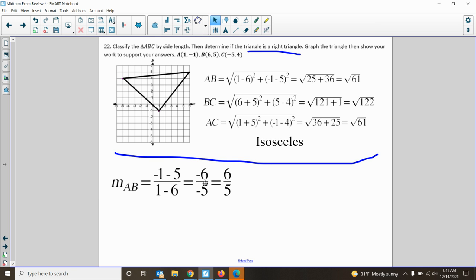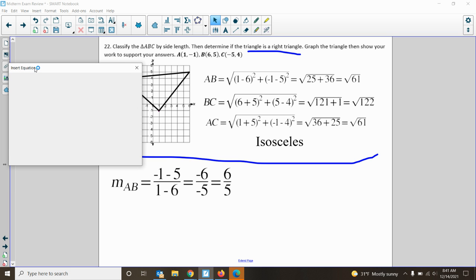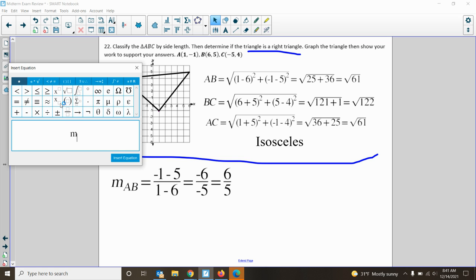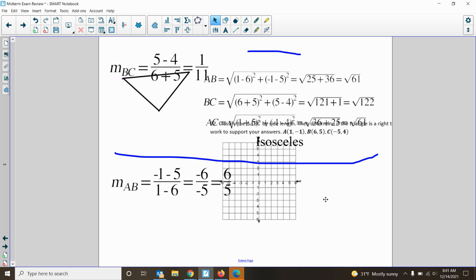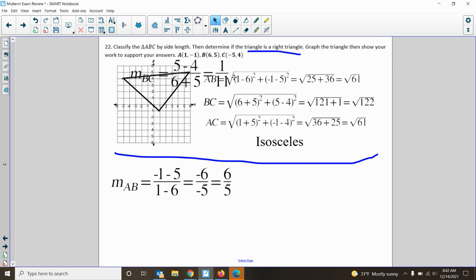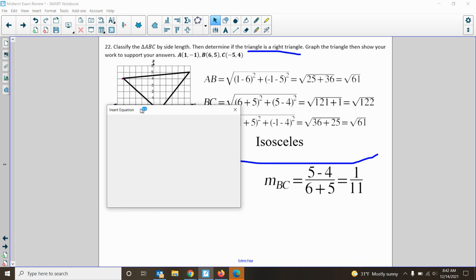It takes a long time. There's a lot of work to do here. Let's find the slope of BC. Y is on top, 5 minus 4 over 6 plus 5, right? 6 minus negative 5, which is 6 plus 5. And here we get 1/11. Whoops, that's not what I meant to do. Let's grab this. So those are not opposite reciprocals, but we still have to do AC. Let's see what happens there.